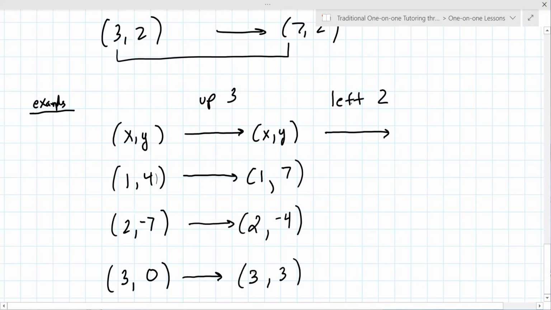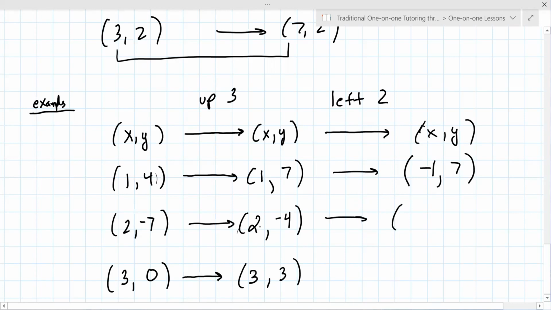Now we're gonna go left 2. Does left affect X or Y? X. So we're gonna take each of these X values and we're gonna subtract 2 from them. So now, what is 1 minus 2? 1 minus 2 is -1. And the Y value stays the same. Now, can you give me the next ordered pair here?